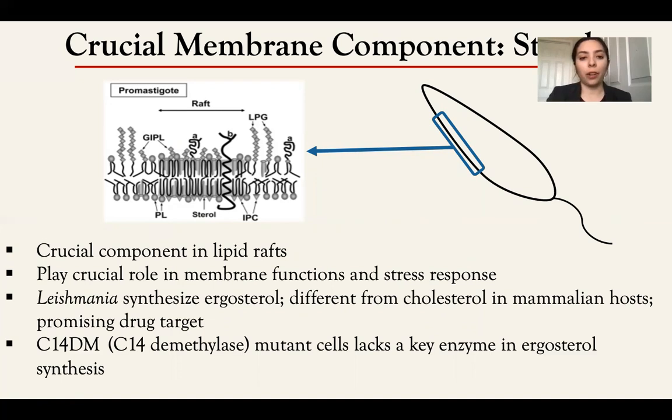And what's so special about ergosterol and sterols is that Leishmania synthesizes ergosterol, unlike mammalian cells, which synthesize cholesterol. So this is a very promising drug target, as we can hopefully utilize this to destroy Leishmania without actually hindering the individual. And so what mutant we use to observe this component is the C14DM mutant, C14 being C14 demethylase. This mutant lacks the key enzyme in ergosterol synthesis. So by using this mutant, we can see the effects and the importance of ergosterol in its cell functions.